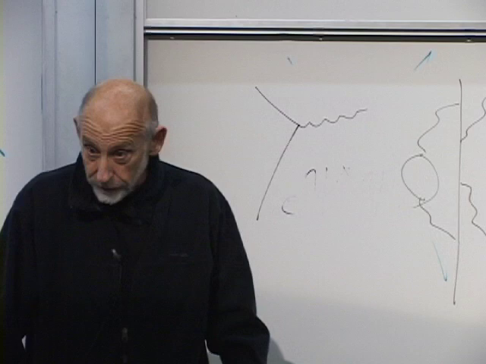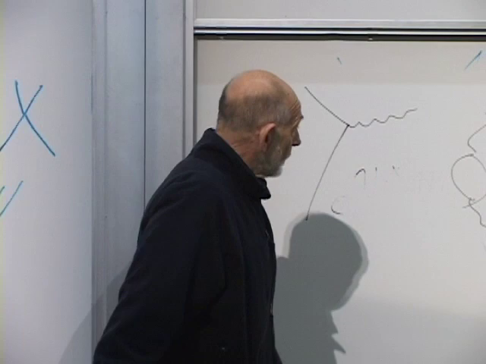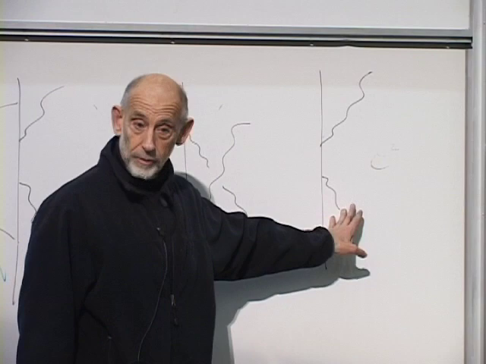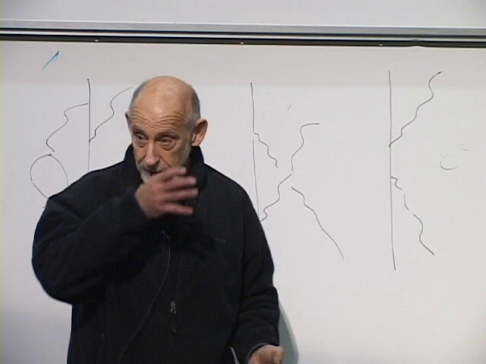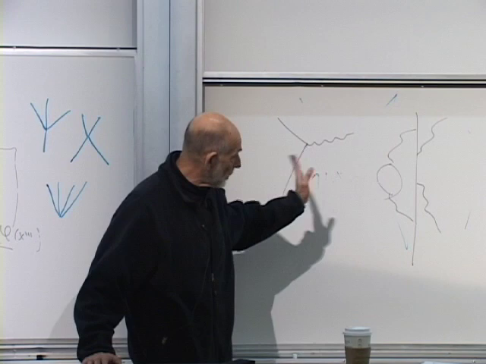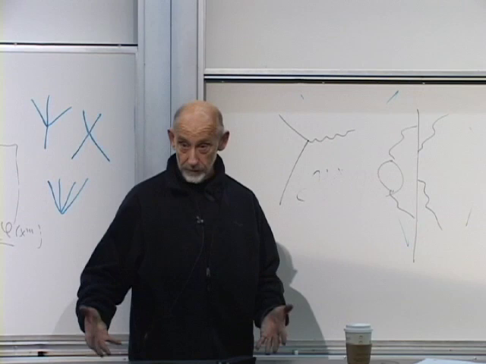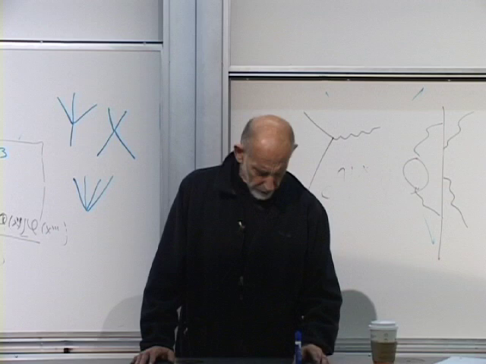Incidentally, you don't square this and add it to the square of this and add it to the square of this to find the probability. You add them up, and then you square. That's the rule. Add and then square. That means there are cross terms between them in calculating the probability. These are called interference terms. So that's the structure of quantum field theory. That's what we do with it.